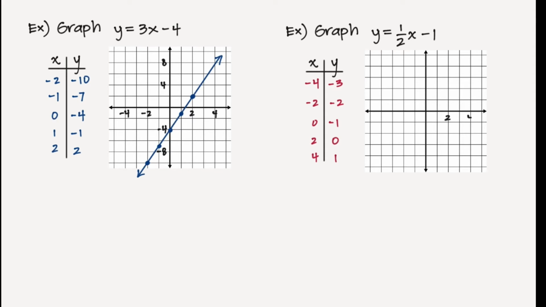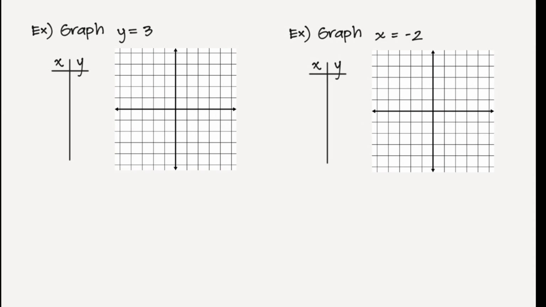So let's go ahead and label our graph now. And then I can go ahead and plot all 5 of these points. So -4 down -3. -2 down -2, 0 down -1, 2 at 0, and then 4 up 1. And I can see that they all form a straight line, and I'm done. Okay, let's move on now.